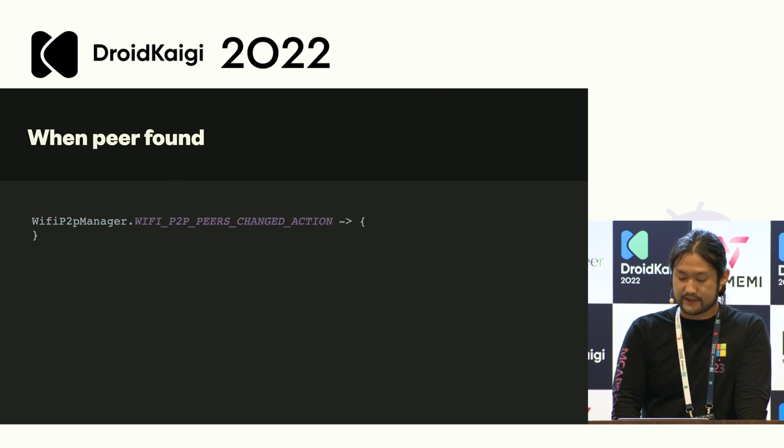Now, implement the broadcast receiver callback that was left blank earlier. What you receive here is the peer changed action.